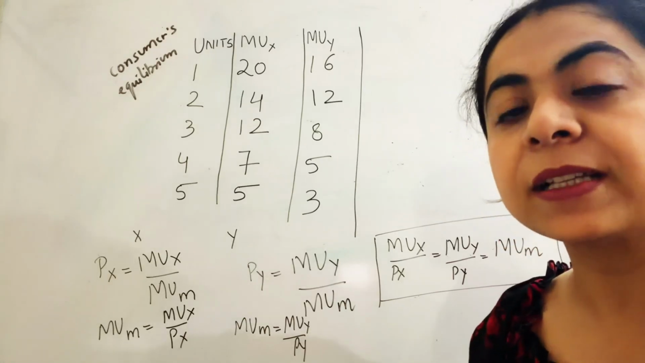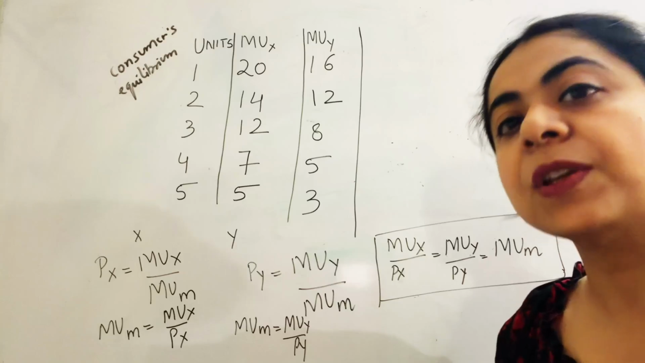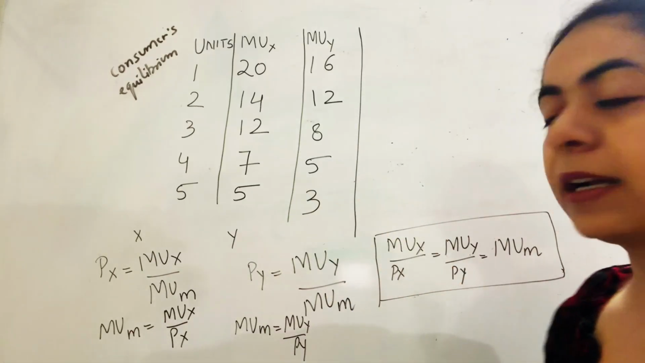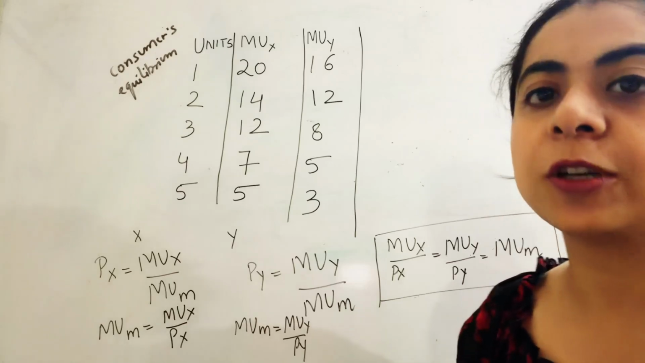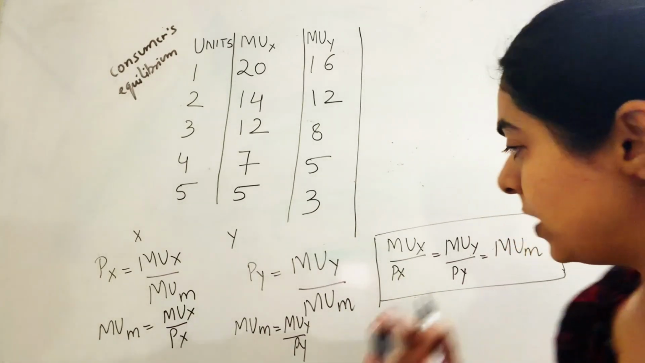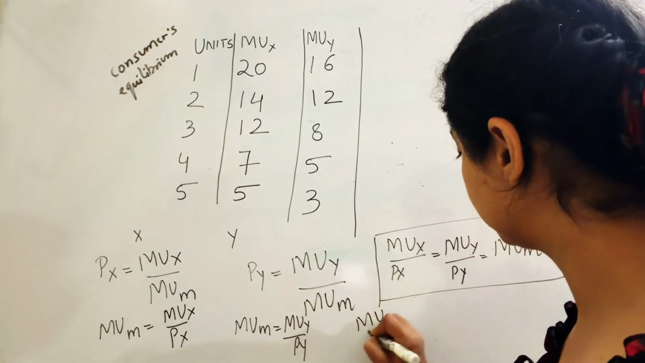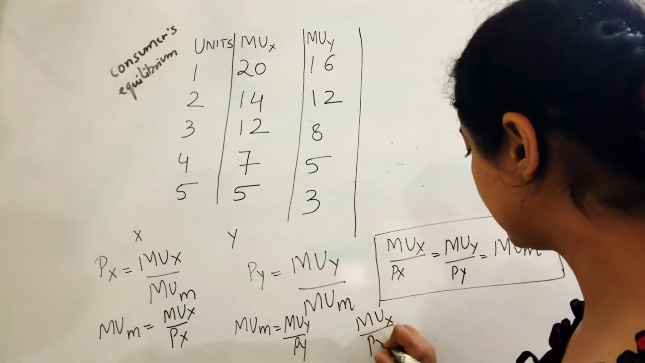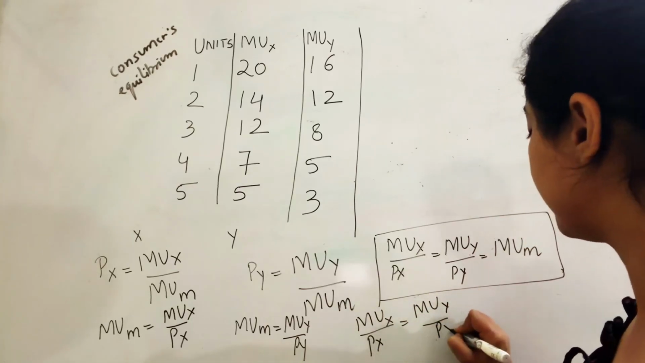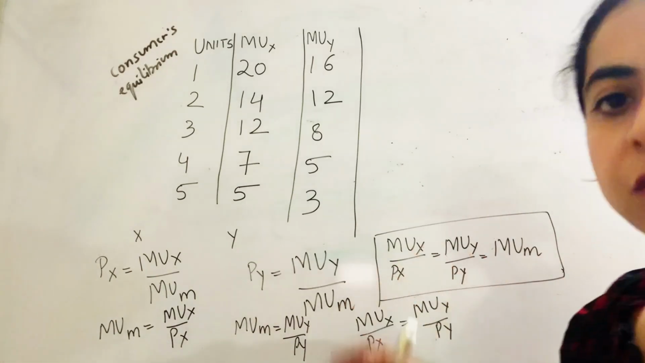Though it doesn't mean that the consumer will be consuming the same units of X and Y, it simply means that the ratio of satisfaction derived for each additional unit and the price should be equal for both the goods. Now since we know that the marginal utility of money remains constant, we can rewrite this equation as MUX upon Px is equal to MUY upon Py. In fact, you will find that mostly in exams this condition is asked in this form itself.